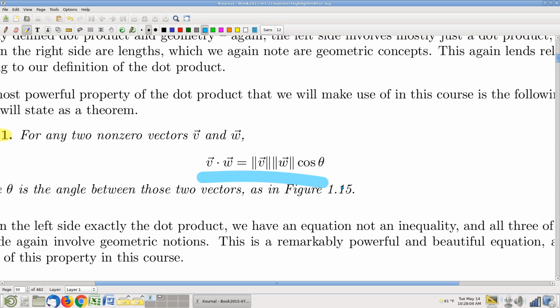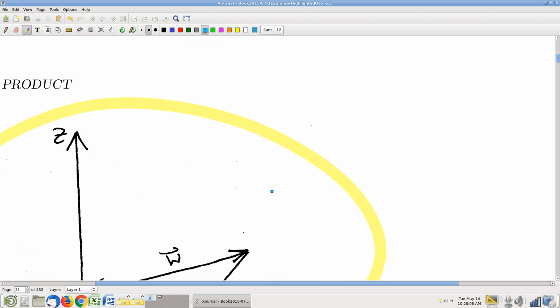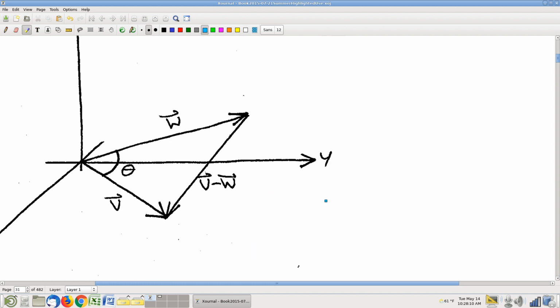So I'm going to prove this formula for you. It turns out it's not that hard to prove. Here's the idea. We're going to look at this picture. We've got our first vector V, our second vector W. Remember, you can talk about the difference of two vectors. There it is, V minus W, head of one to head of the other when they're both in standard position, as these are. And notice that makes for us a little triangle.